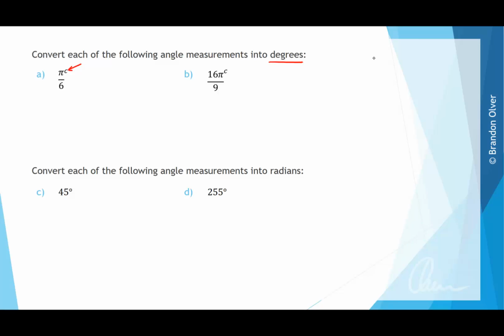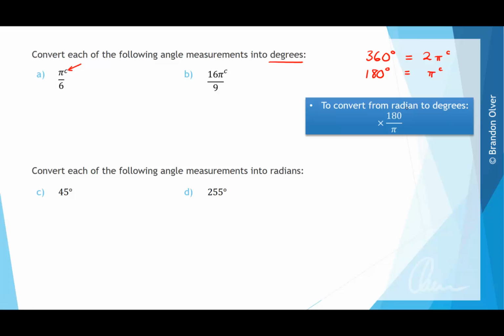So we need to remember that in a circle, we have 360 degrees, which is equal to 2 pi radians in radian measure. So with that in mind, we know that 180 degrees is equal to pi radians, and we can use this relationship to determine what we need to multiply by to convert between radians and degrees. So to convert from a radian measure to a degree measure, we need to multiply by 180 divided by pi. So we're going to take our radian measure and multiply by 180 divided by pi.